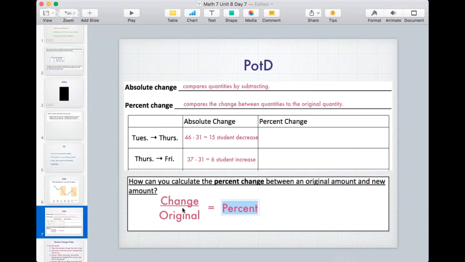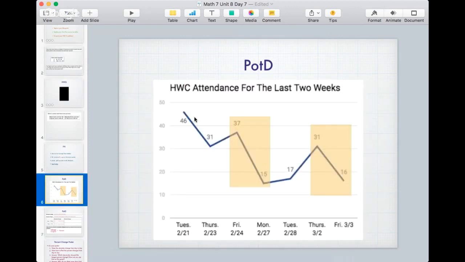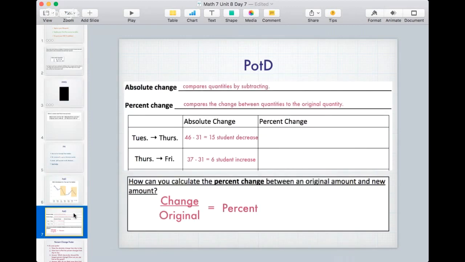For percent change, we always know the change, we always know the original value, and we're trying to find that percent value. In the case of Tuesday to Thursday, we had a 15 student decrease, and that was 15 students out of that original 46 student population. So our percent change would be 15 divided by 46. And if we want to show it as a percent, well, let's show that first.